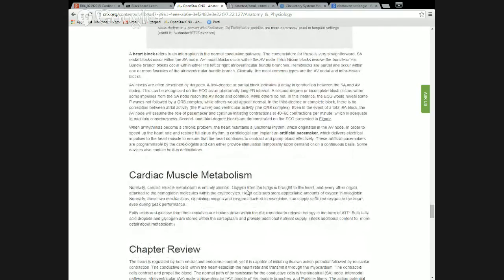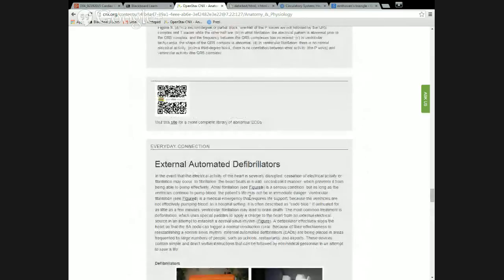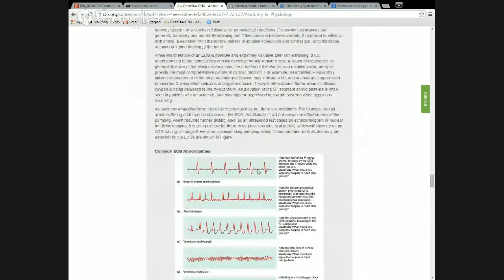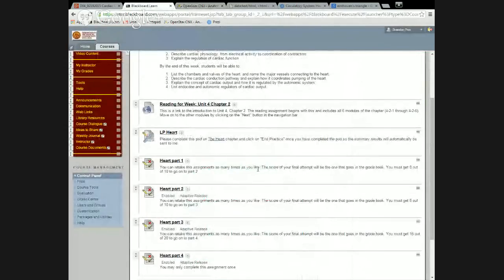Anyway, so it sort of finishes talking about some of that stuff. But those are some examples of abnormal EKGs, which I used to have in the Blackboard thing, but now because the new book has them, I took that link out.